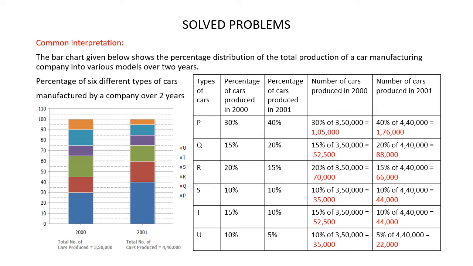T is 10%. 10% of 4,40,000 is 44,000. So 44,000 T type of cars were produced in 2001. And U is 5%. So 5% of 4,40,000 is 22,000. So 22,000 U type of cars were produced in 2001. So now that we have written all the values in the form of this table, let's use this table to solve the given questions.